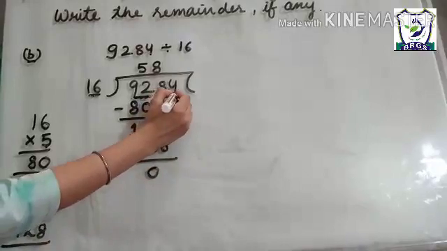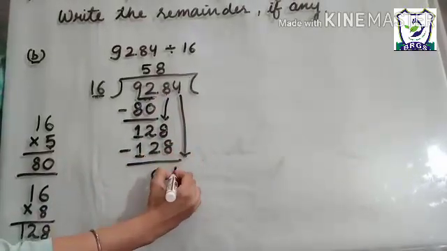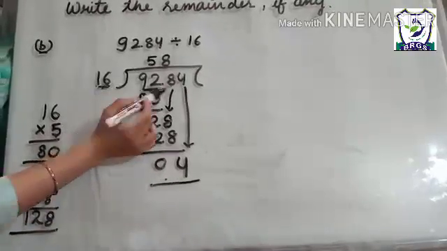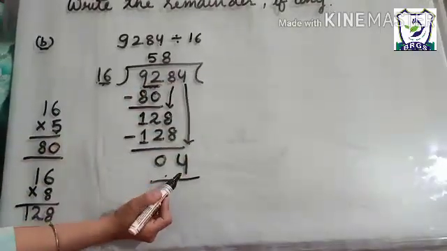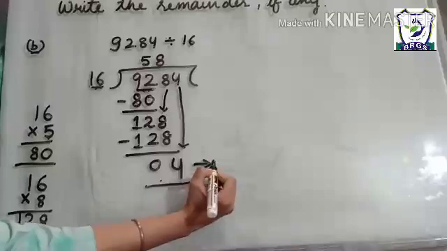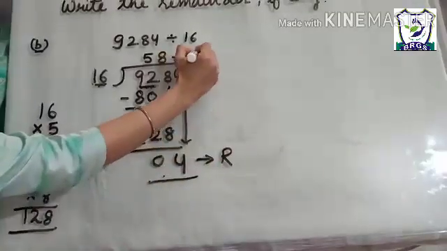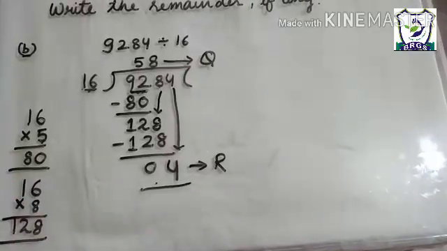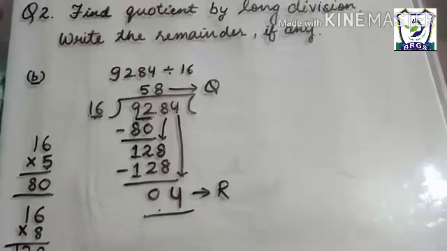Now you have to bring the next number, that is 4. Okay students, now 4 is smaller than 16 and we do not have any other number to bring down. So students, 4 is our remainder and 58 is our quotient. This is the way you will attempt the question number 2 of your activity first. Now students, look at this activity first of your book.